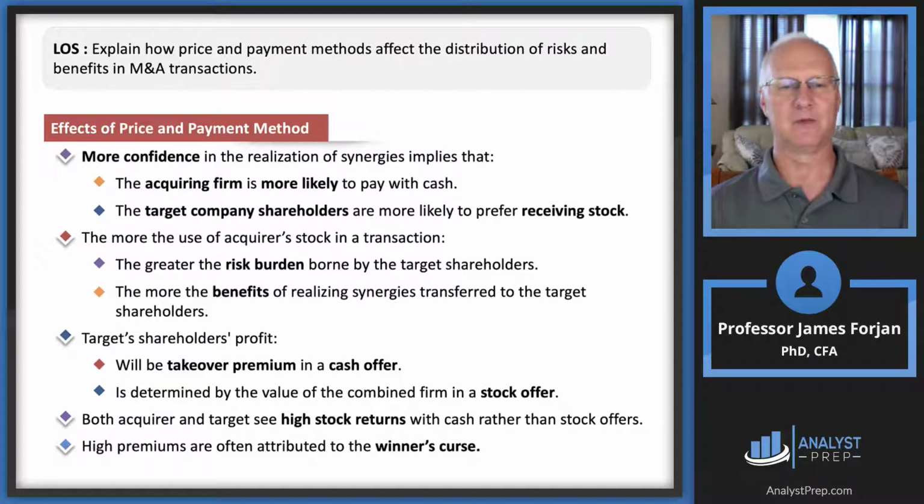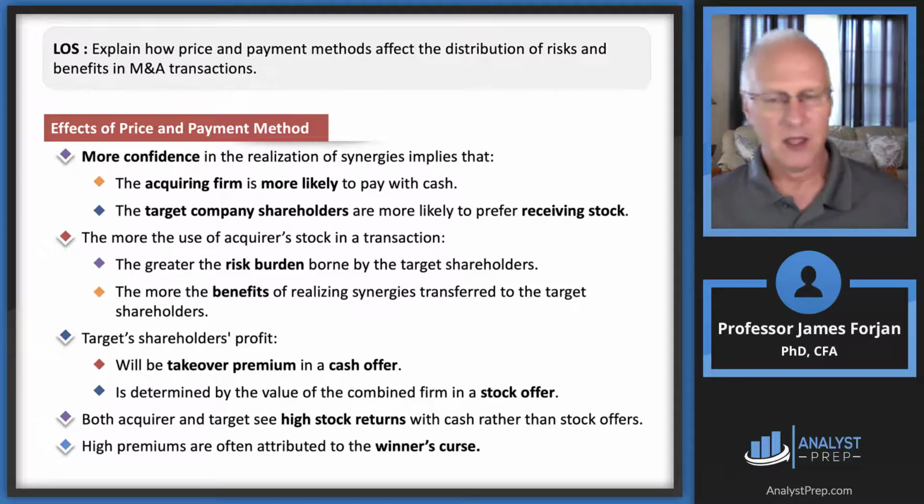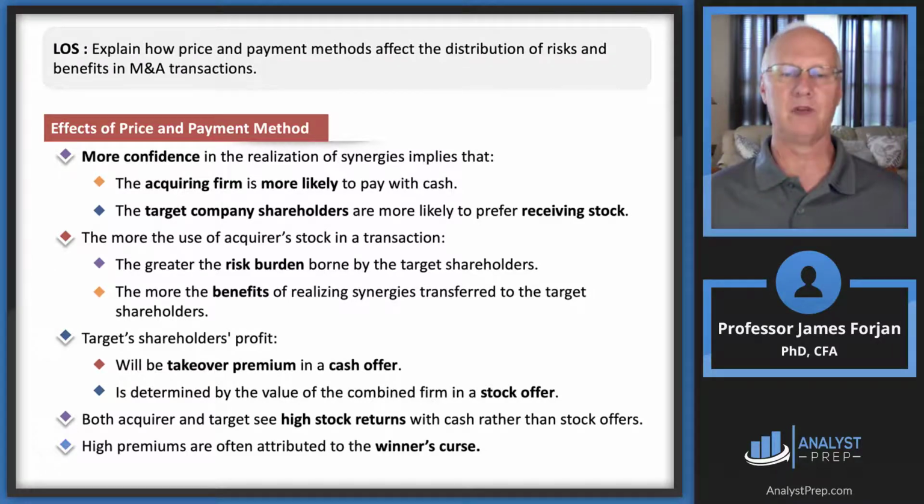Look at that second to last one. Both the acquirer and the target see high stock returns with cash rather than stock offers. I mean, there's no doubt the clear winners in this merger and acquisition and takeover game are the target shareholders. All you have to do is understand a 50% premium paid to target shareholders. It's hard to be a loser when you get a 50% premium. So clear winner are target shareholders. But then if the acquiring firm pays with cash, that's a greater likelihood that those synergies will materialize, and so the acquiring firm shareholders will win as well.